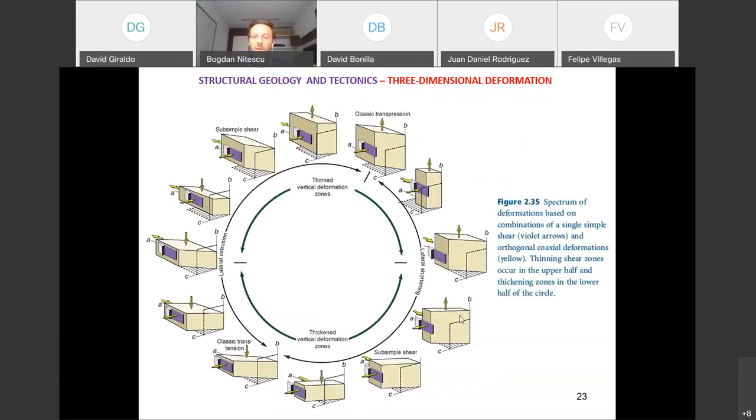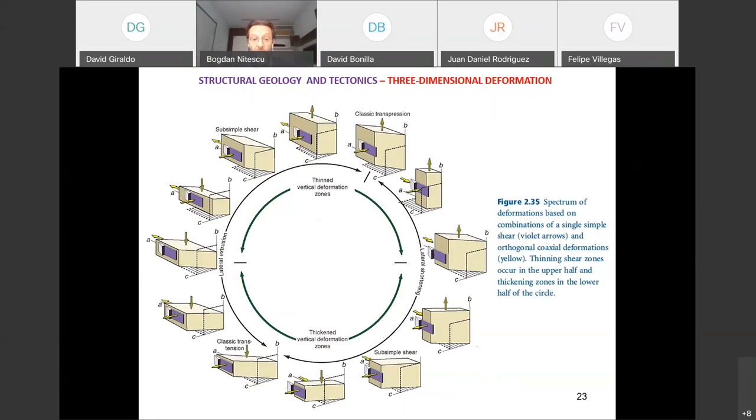Now, this is from the Fossen textbook. It is a very complex figure, and it is the result of a lot of research. You can imagine that many people over time worked to understand the combinations of these situations, of different types of deformation. When we have shearing, we have simple shearing, pure shear, and different combinations of them. Again, this is not something that you have to memorize. I just want you to contemplate it.